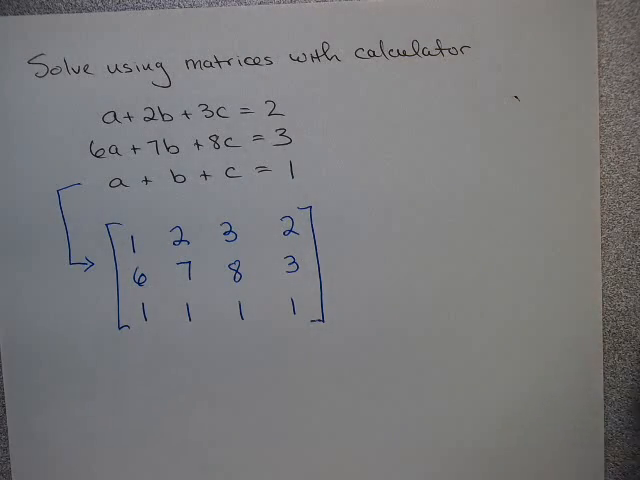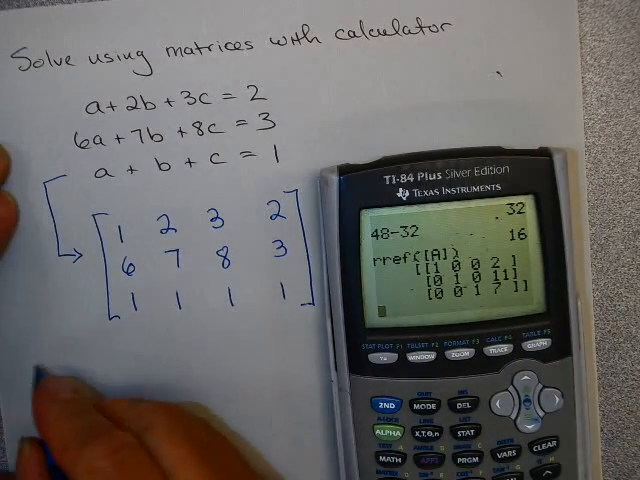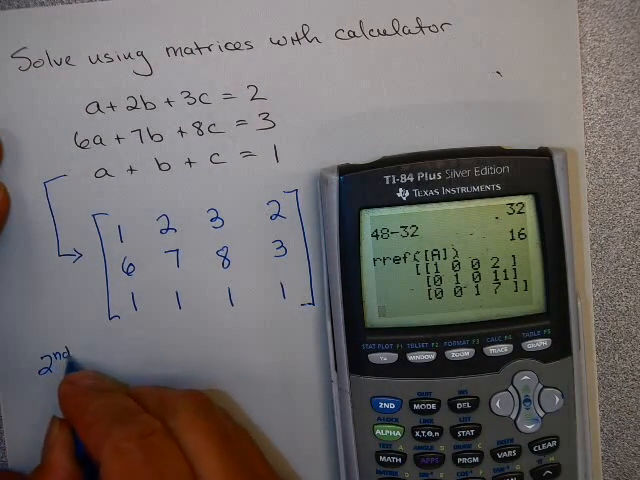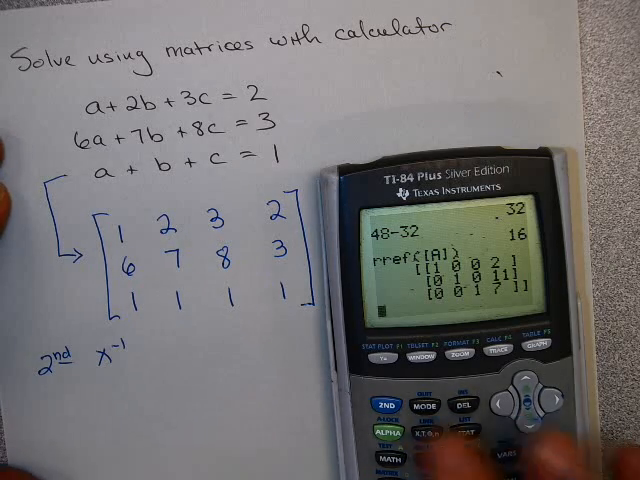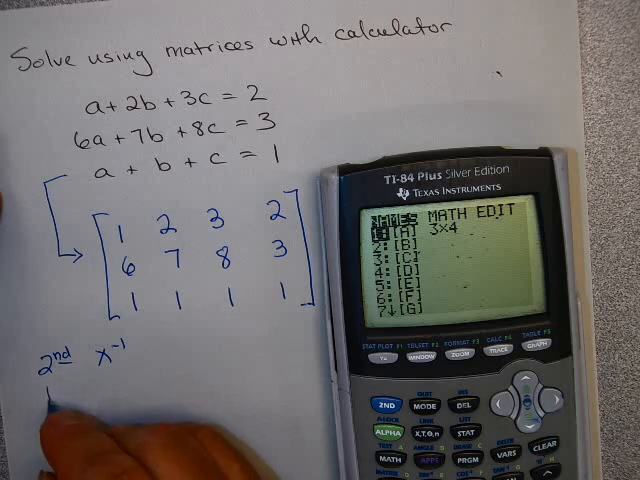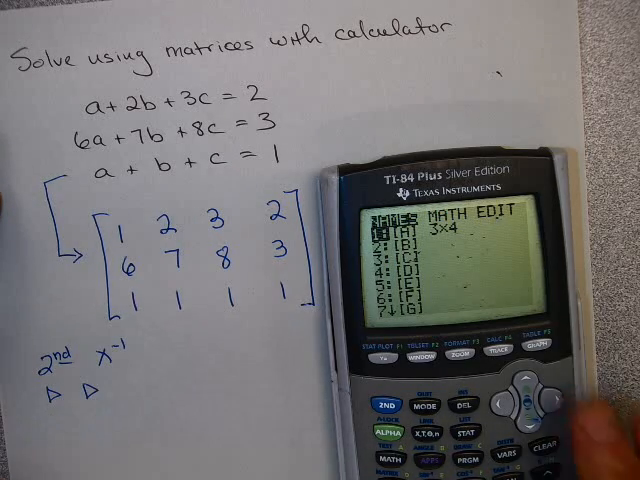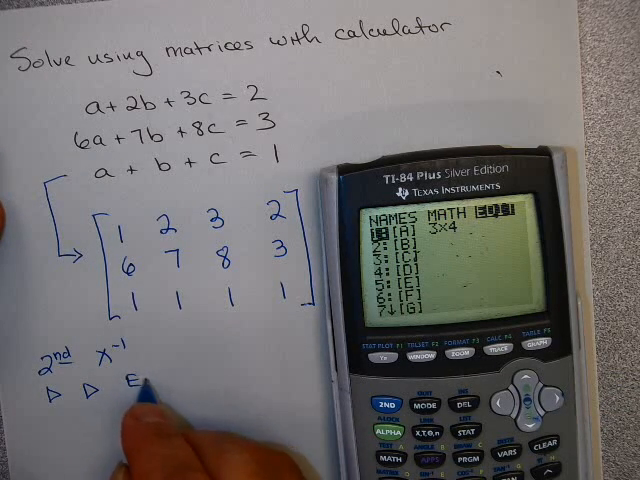So I'm going to go back to my calculator, bring it in here, and I'm going to write down these steps here. Second, x to the minus 1. These keys give me the matrix menu. Use 2 arrows to go over to edit, then hit enter.